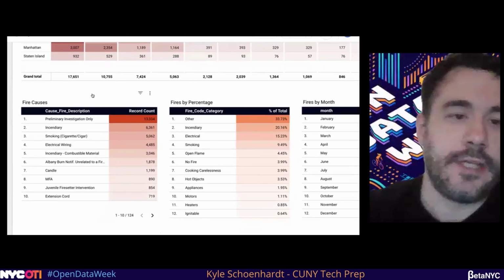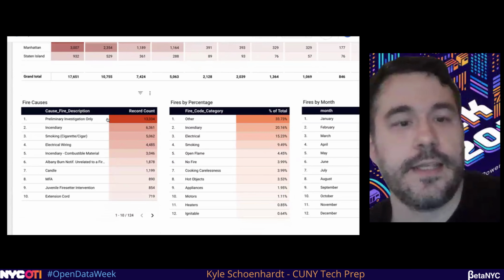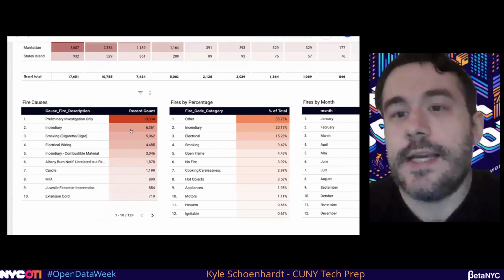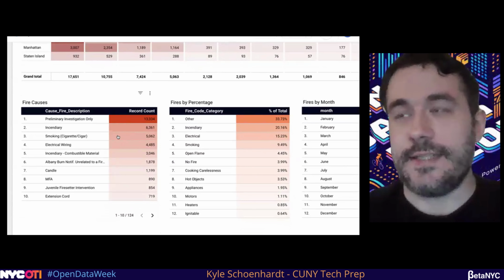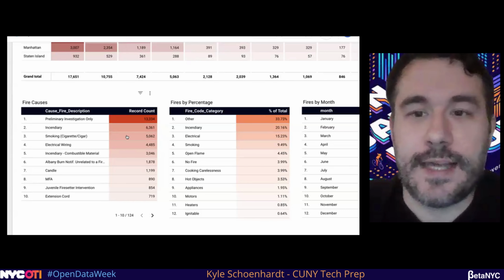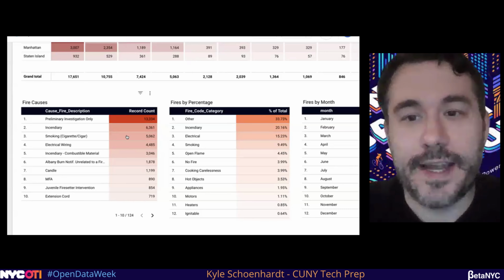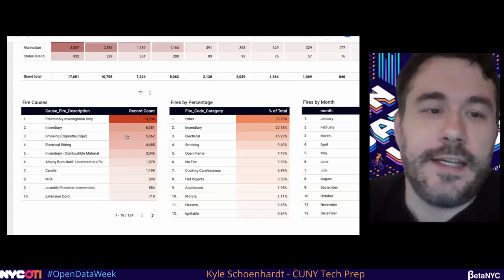Excluding preliminary investigation only, which I can only assume means those are fires that are still under investigation. Again, you can see that incendiary and smoking are the top 2, which I thought the smoking reason was a really interesting one, because who knew that? I mean, we're always told as kids that cigarettes and cigars can cause a fire, but who knew that according to the data, that's an actual reason?